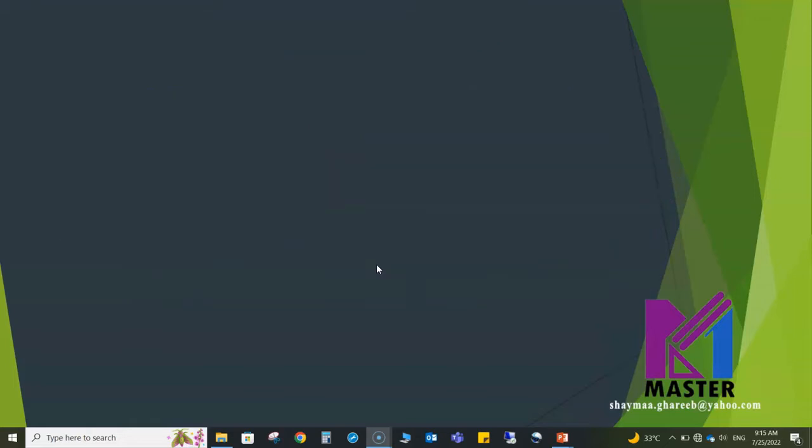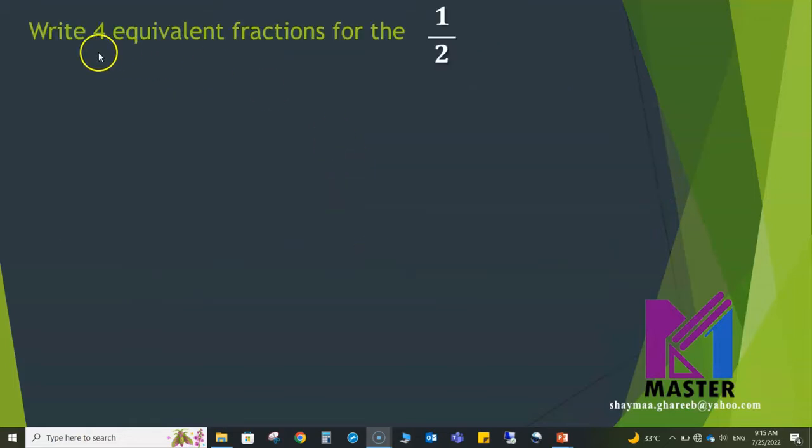Okay, now let's go to the next. Write 4 equivalent fractions for the half. I will ask you a question. Can you divide up and down? No. Why? Because it is in the simplest form. You cannot find a number that is a factor of 1 and 2 at the same time. Okay, so we're gonna use multiplying.